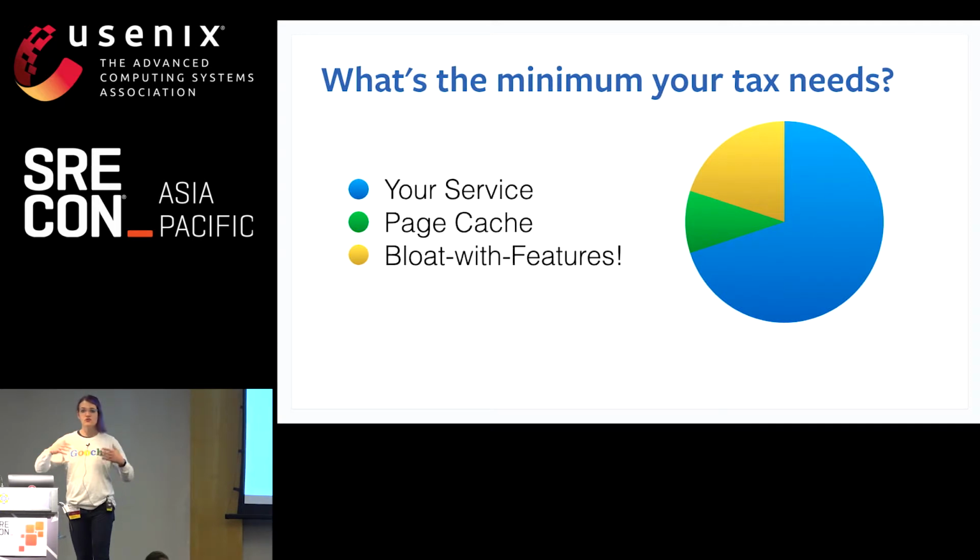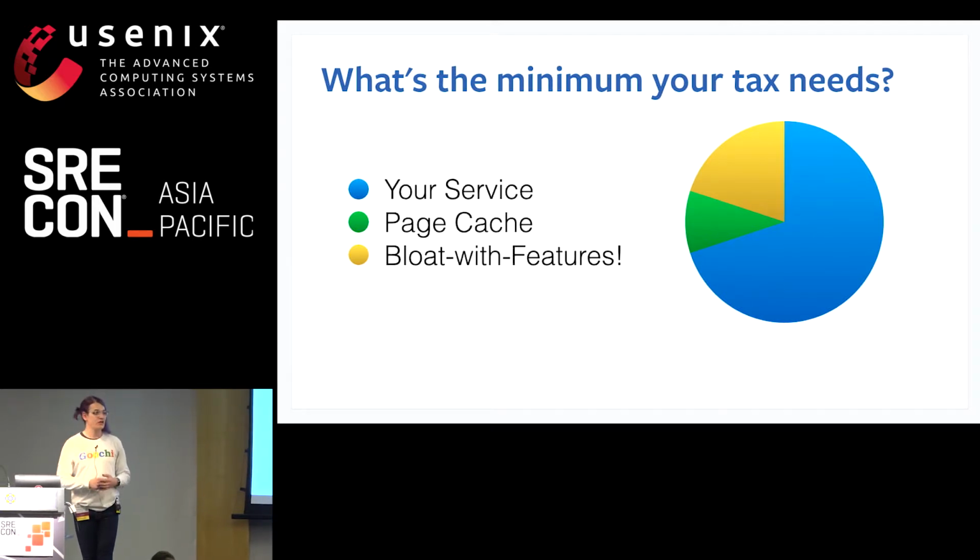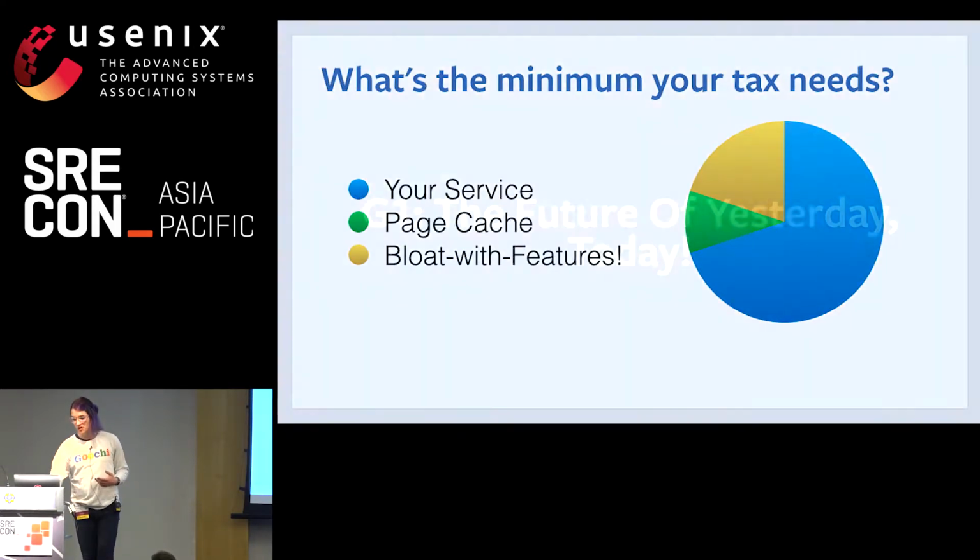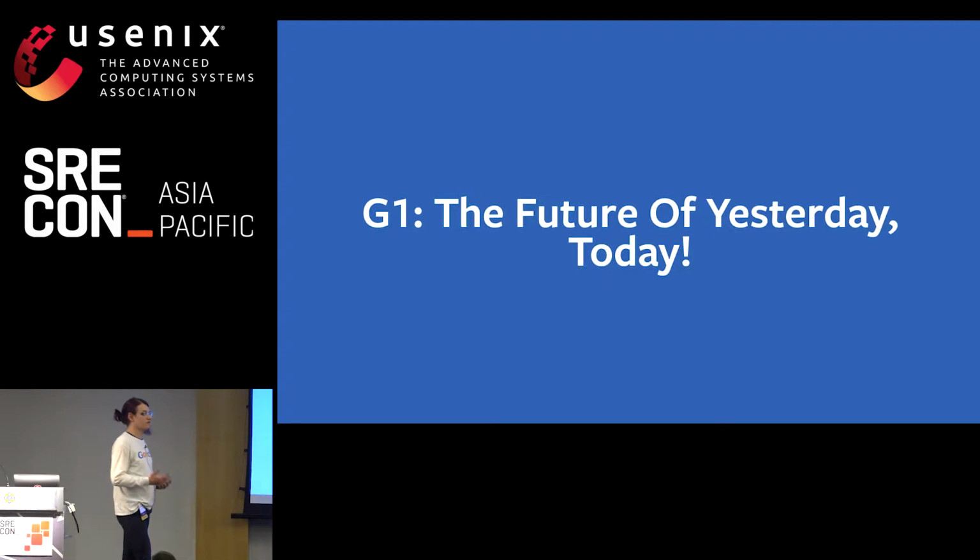We're not going to get to use all of the heap on the machine. We're not going to get to use all of the cores on the machine, so we have to be accommodating, because under the worst case, we're still going to need to be performant even when those other tasks aren't behaving well. So G1 is kind of the future of yesterday today.